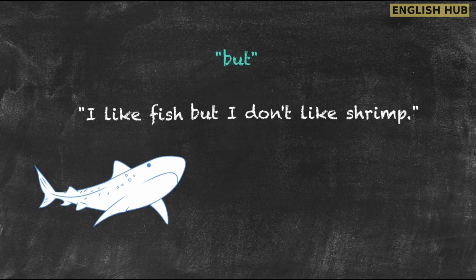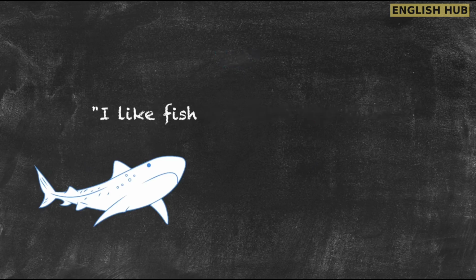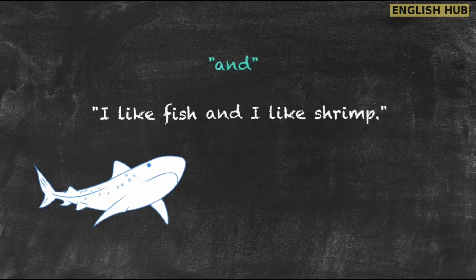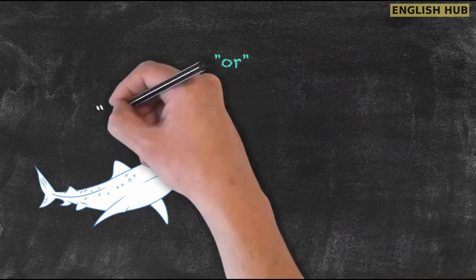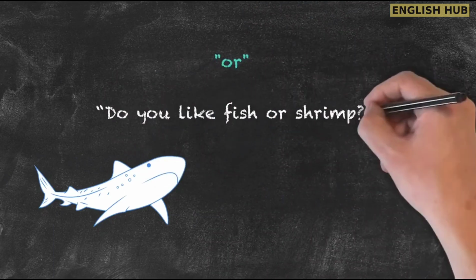If I wanted to say that I like fish, I like shrimp, I would simply say and. I like fish and I like shrimp. Or could be used in giving choices, such as in the question, do you like fish or shrimp?